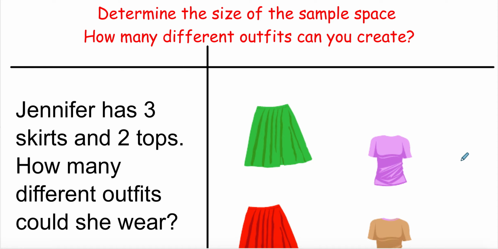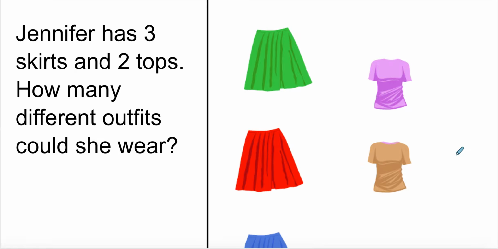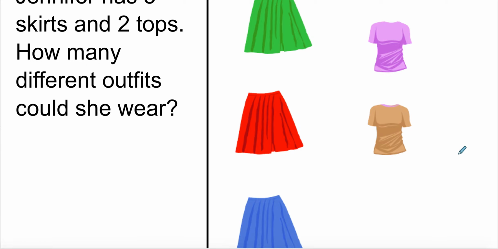All right, so you need to determine the size of the sample space. How many different outfits can we create? So here we go. We have Jennifer. She has 3 different skirts, and she has 2 different tops. How do I make a tree diagram using this? Well, I know right here that this is a red skirt. This is a green skirt. This is a red skirt. And this is a blue, or purple, I suppose, but we'll go with blue since I already have that written down.